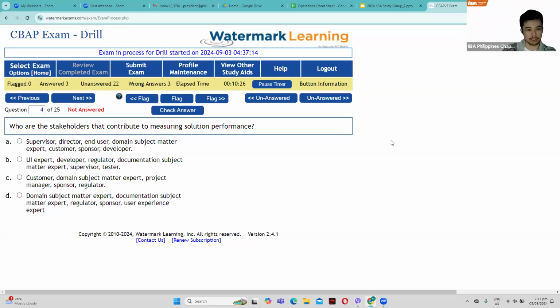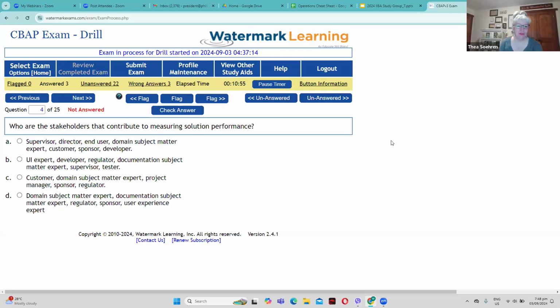A, supervisor, director, and user domain subject matter expert, customer, sponsor, developer. B, UI expert, developer, regulator, documentation subject matter expert, supervisor, tester. C, customer, domain subject matter expert, project manager, sponsor, regulator. Some of these are just not in the BABOK, right? D, domain subject matter expert, documentation subject matter expert, regulator, sponsor, user experience expert.